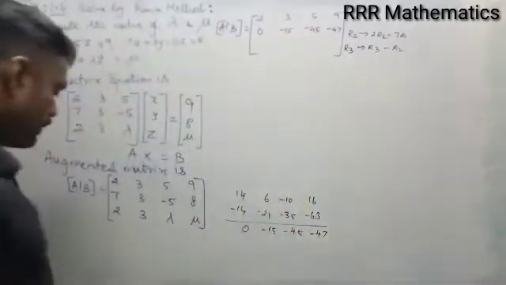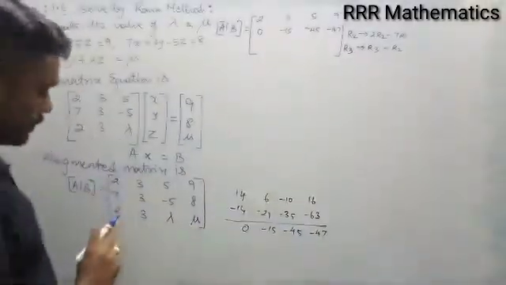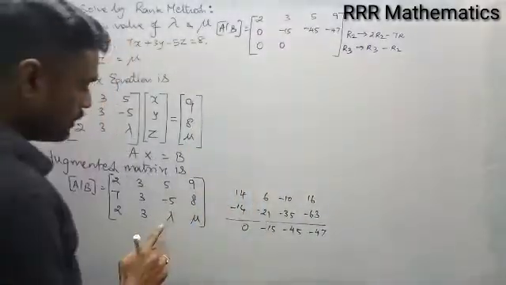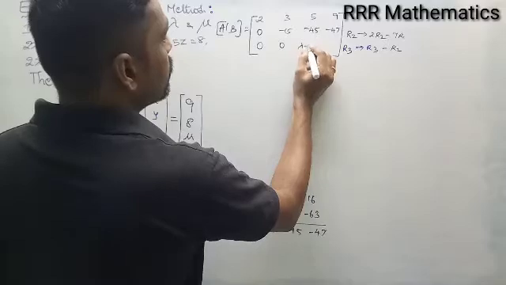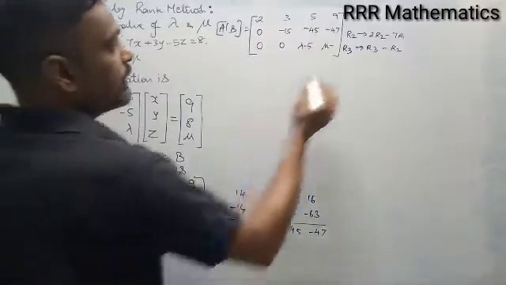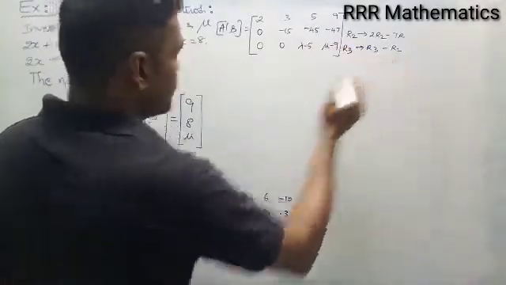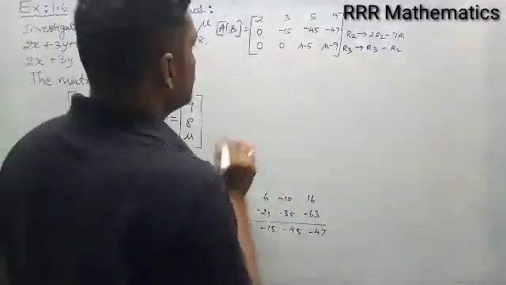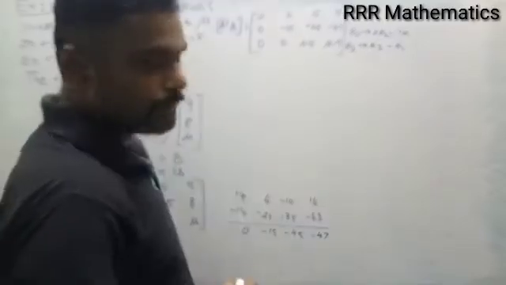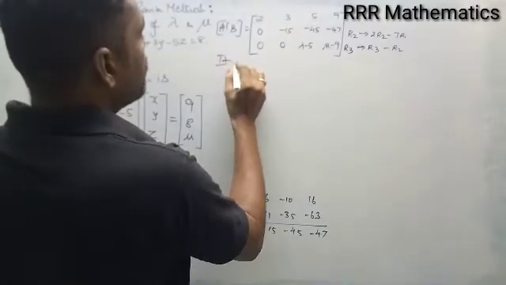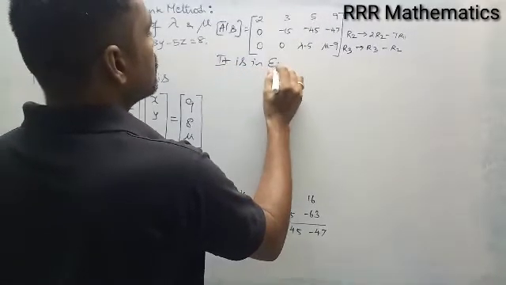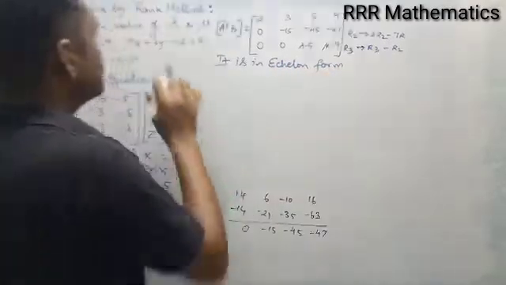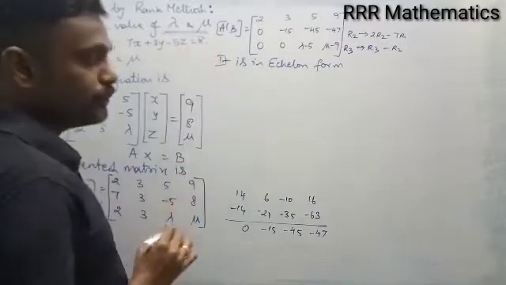Okay. Now R3 minus R2. 2 minus 2, 0. 3 minus 3, 0. Lambda minus 5. Mu minus 9. It is in echelon form. Directly I am getting that it is in echelon form. You want to discuss the value of lambda and mu.